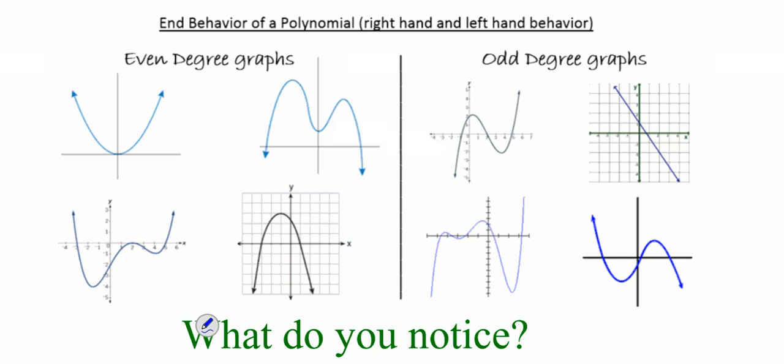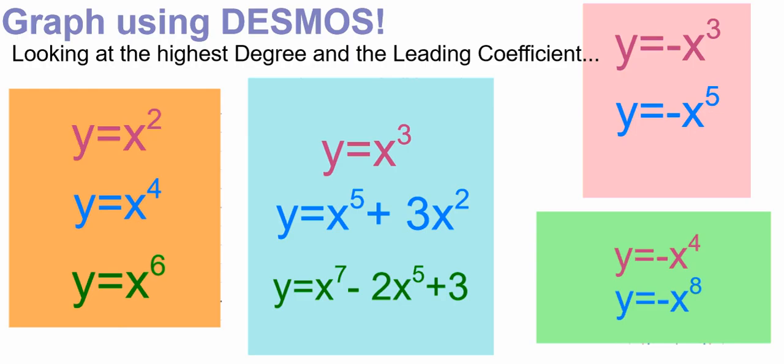These even degree graphs, if we look at the right and left hand behavior, the end behavior, we can see that even degree graphs are either going up to the left, up to the right, or down to the left, down to the right, right? And odd degree graphs are either going down to the left, up to the right, or up to the left, down to the right. So we're going to take a closer look at this, and we're going to use Desmos to help us to understand what's going on.